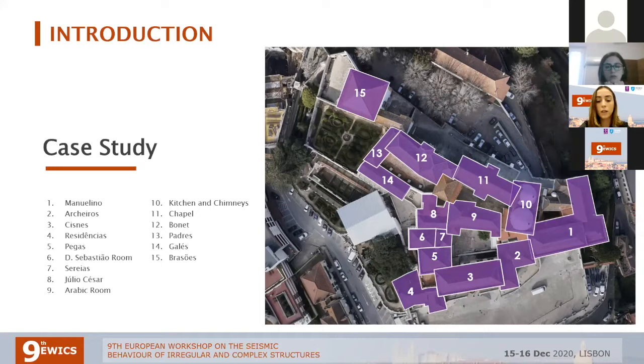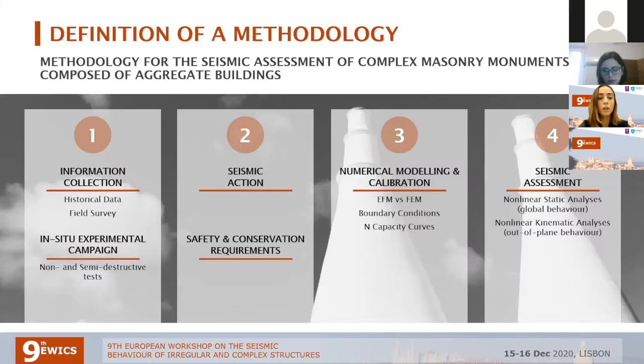In the definition of the methodology, our first step is to collect as much information as possible regarding historical data, the field survey for the geometrical characterization, and an in situ experimental campaign with non-destructive and semi-destructive tests, followed by the definition of the seismic action and the safety and conservation requirements following the codes. Third, the numerical modeling and calibration with the equivalent frame modeling and finite element model, which I think will be discussed later, paying a lot of attention to the boundary conditions that are very important for this type of monuments, and using different numerical models, so obtaining different capacity curves. And last, the seismic assessment, performing nonlinear static analysis for the study of the global behavior, and nonlinear kinematic analysis for the out-of-plane behavior.